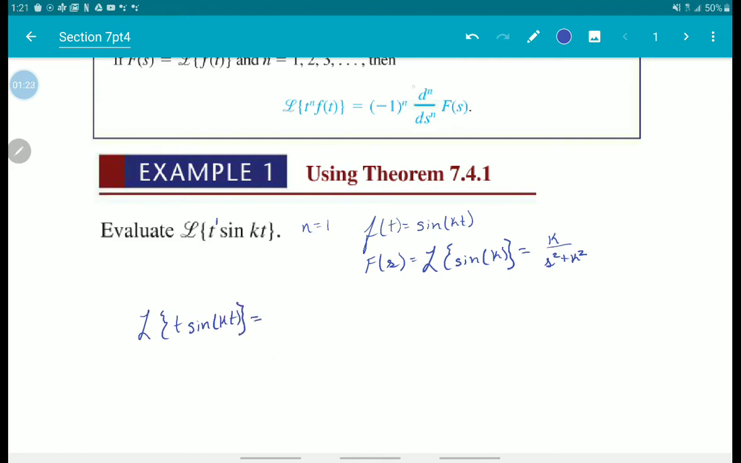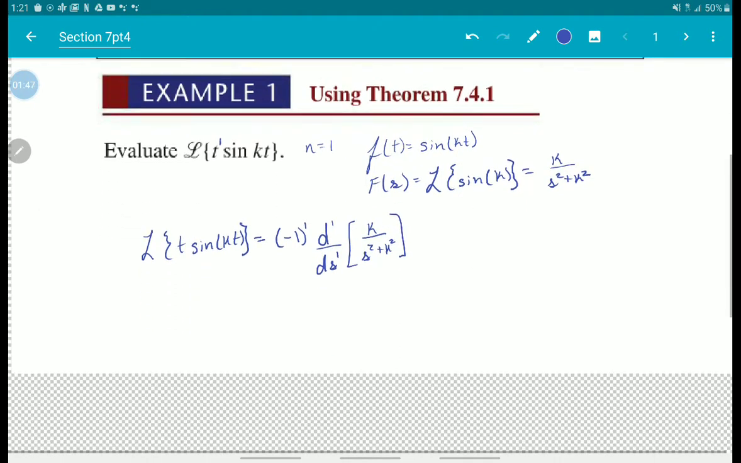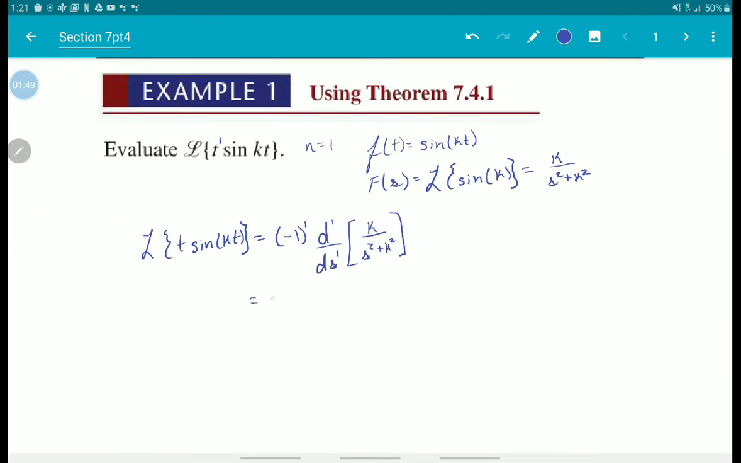So plugging into this formula, we're going to have negative 1 to the first. We are going to take that first derivative. So there's an understood one here. I'll write it in. Of this guy. So negative 1 to the first is a negative 1. I'm taking the derivative with respect to s of k over s squared plus k squared.